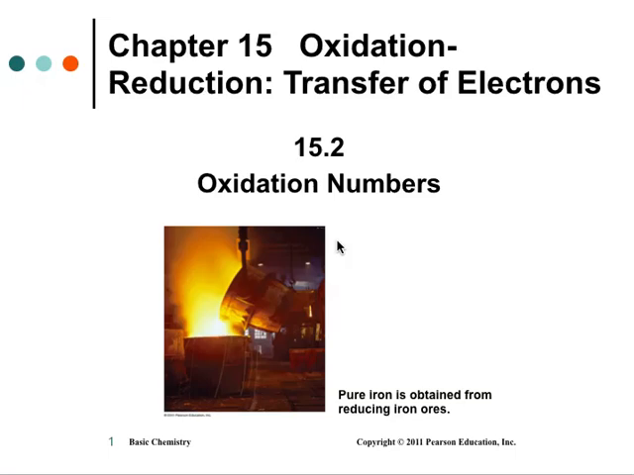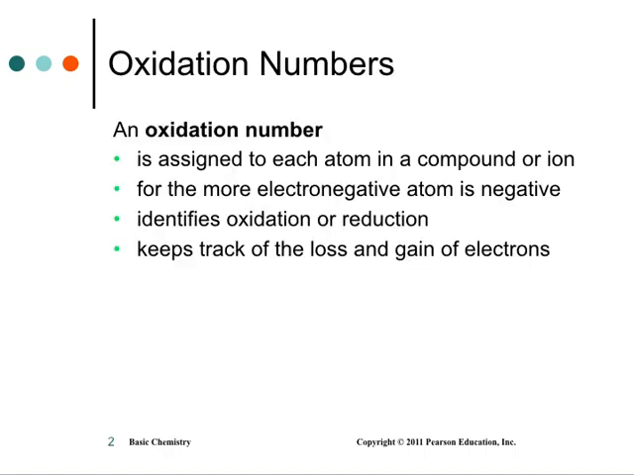Welcome back. We're in chapter 15 on oxidation and reduction. And in this section, we're going to look at what could be very obvious or very hidden, and that is what's an oxidation number. Oxidation numbers really are used in order to determine whether something has been oxidized or whether something has been reduced. A lot of the oxidation numbers you actually already know.